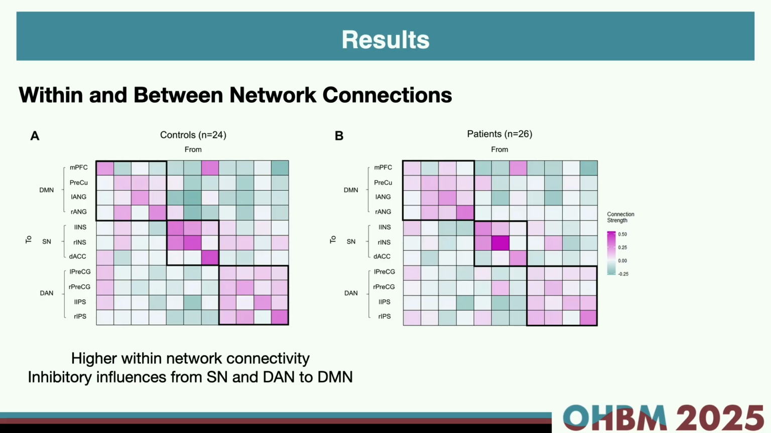Here are the results. We present here the full effective connectivity matrices for healthy and patient groups. Pink colors represent the excitatory connections, while the green color represents the inhibitory connections. These diagonal blocks show the within-network connectivity. As you can see, they are predominantly excitatory connections, confirming that these regions work together in synchrony. However, in contrast, we found inhibitory influences from task-positive networks to the DMN. This also shows that the activity of the DMN is regulated by task-positive networks.